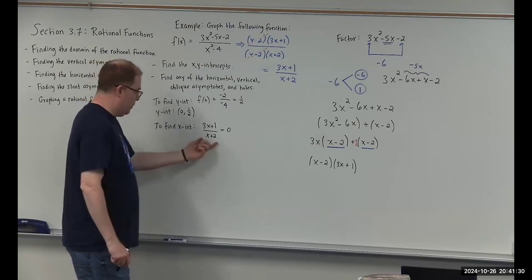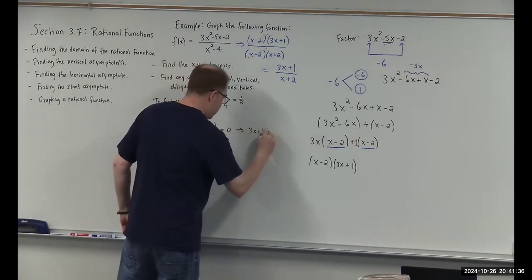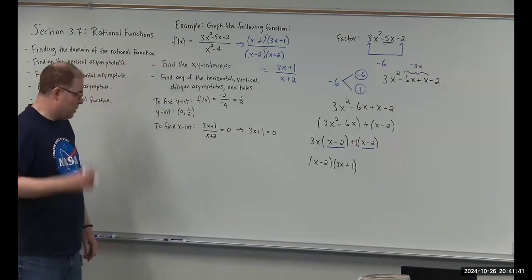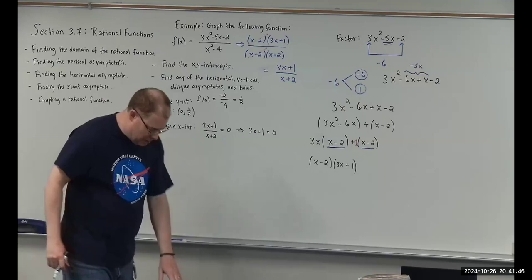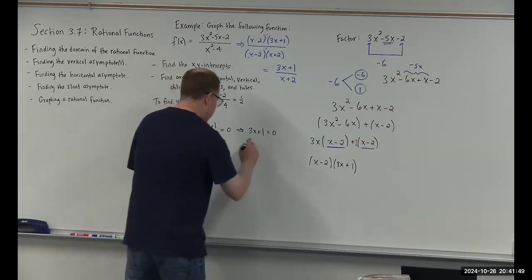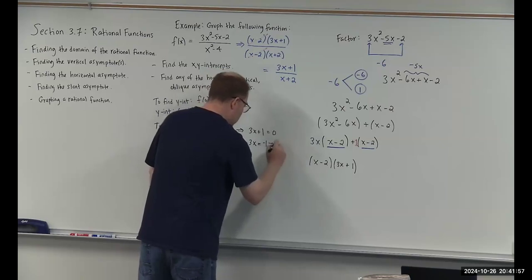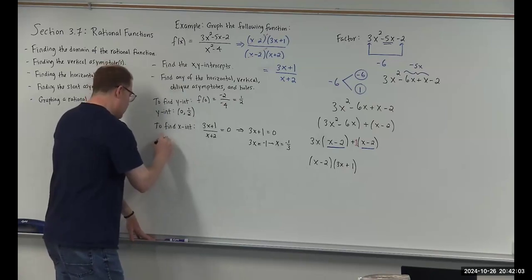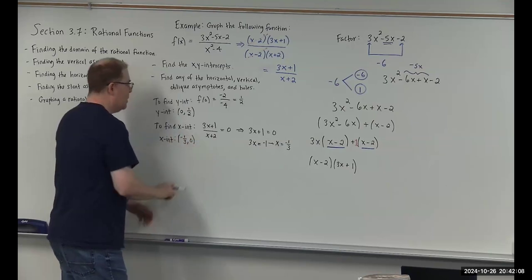Solving this is the same thing as solving this. So just multiply both sides by x plus 2. Basically just set the numerator equal to 0 and solve for x. We end up getting 3x equals negative 1, so x is equal to negative 1/3. So that is our x-intercept: negative 1/3, comma 0.